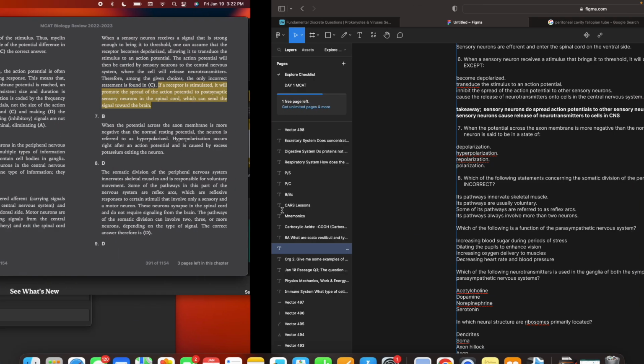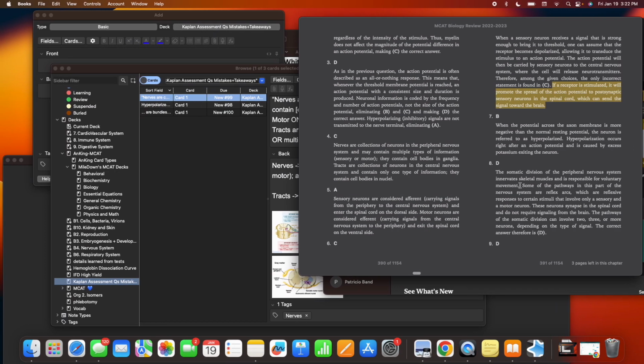That's incorrect. The somatic division of the peripheral nervous system innervates skeletal muscle and is responsible for voluntary movement. Amazing, yes. Some of the pathways in this part of the nervous system are reflex arcs, which are reflexive responses to certain stimuli that involve only a sensory and motor neuron. These neurons synapse in the spinal cord and do not require signaling from the brain. The pathways of the somatic division can involve 2, 3, or more neurons depending on the type of signal.